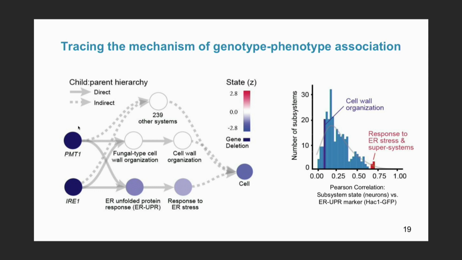Okay, and so this shows you the distribution of correlations. The other subsystems, by and large, are not correlated in their states with this HAC1 promoter output, but this subsystem is. So that provides reasonable evidence that the model got it right in this particular case. How to validate this systematically for any prediction of this sort the model made, I don't know.